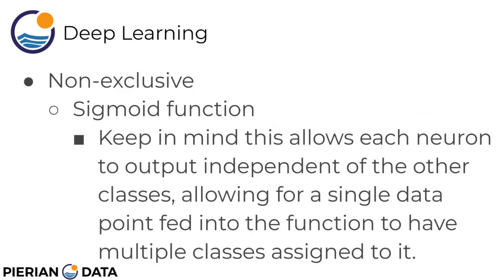So as I just mentioned, for non-exclusive classes where we're using that sigmoid function, always keep in mind that it allows each neuron to output independently of the other classes. So it allows for a single data point fed into the function to have multiple classes assigned to it.